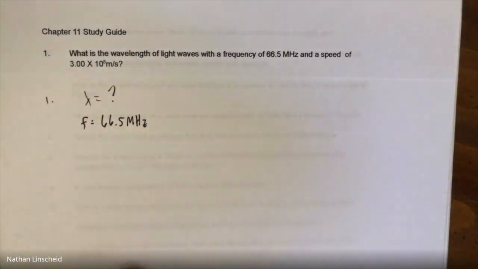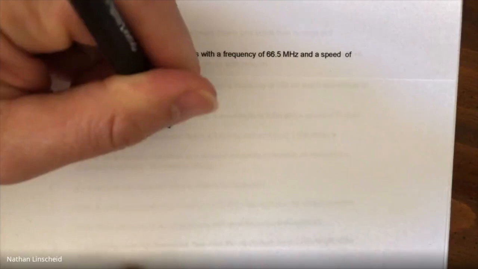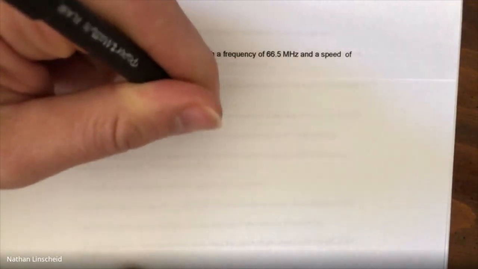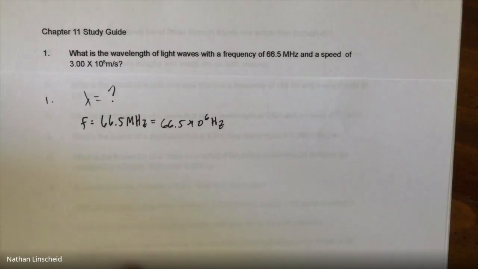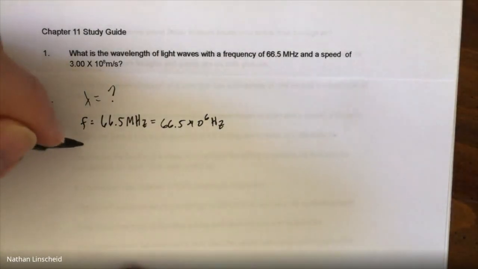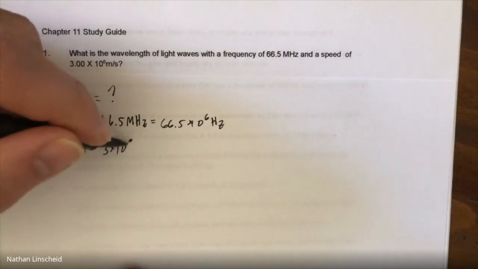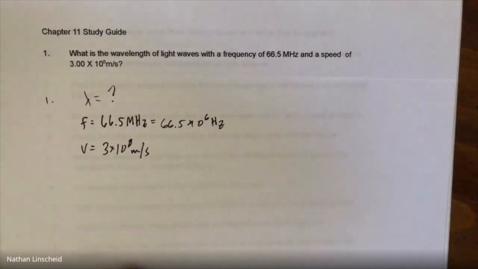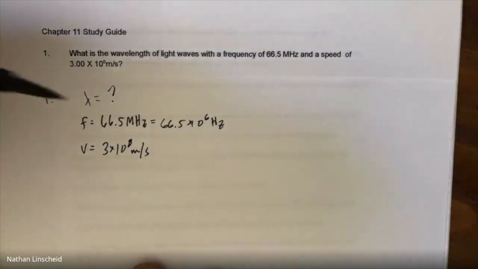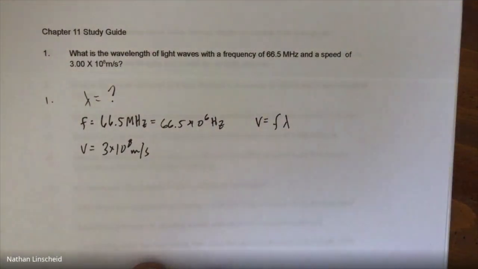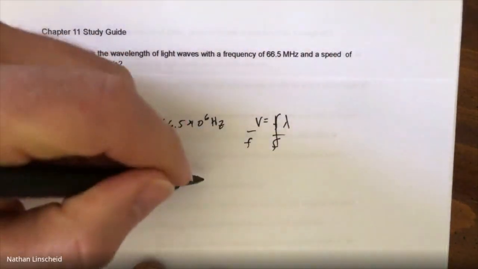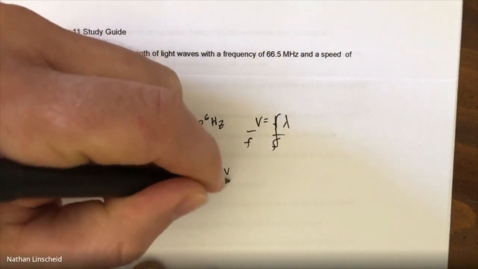And mega means a million. So this is the same as 66.5 times 10 to the 6th hertz. All right, and then the speed here is 3 times 10 to the 8th meters per second. And so this is just using the wave equation, which is V equals F times lambda. And then if you divide both sides by F, you get lambda equals V over F.